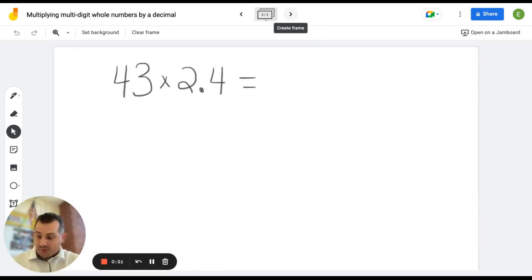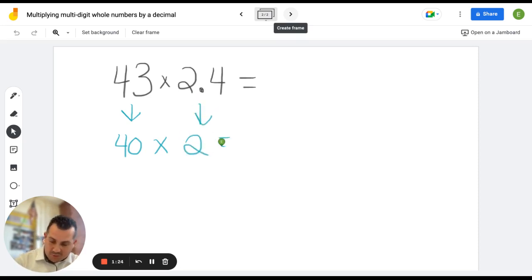The first thing we're going to do is give it a quick estimate. 43 is closest to 40, going to the nearest tens place. And we're going to multiply that by 2 and 4 tenths. My greatest place value here is the ones, so 2 and 4 tenths is closest to 2. So 40 times 2 is 80. Our final product should be roughly about 80.